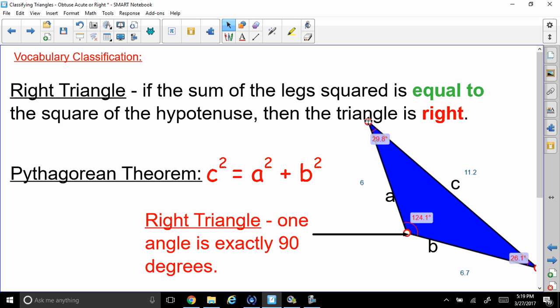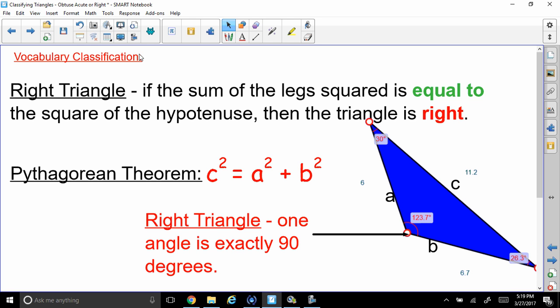we can turn it and twist it if we want to. But this is now 6, and that's 6.7. Side C is much longer than it was before. It's now 11.2. So if we square this side and square this side, we'll find out that C squared is much greater than that. And we're going to do an example to prove it.